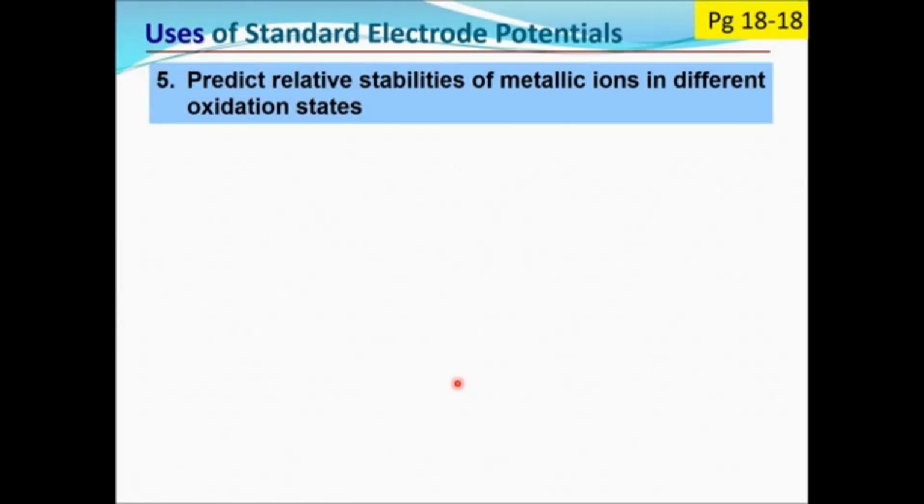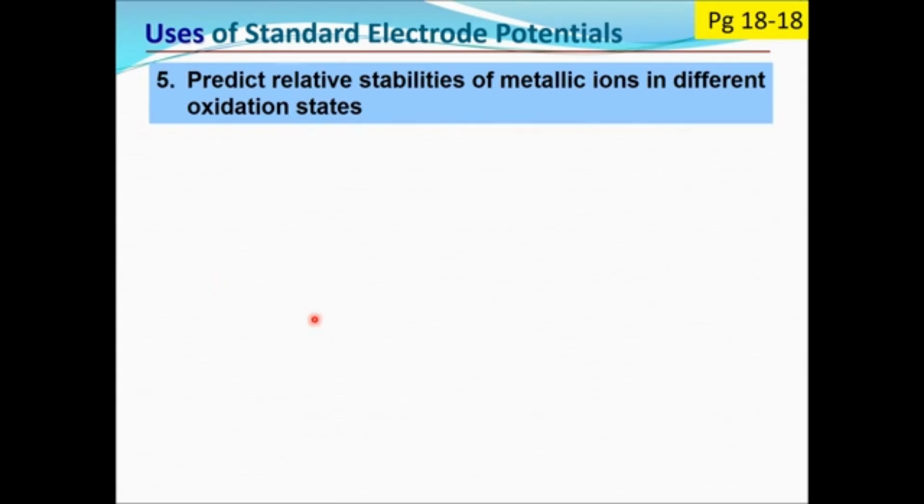Okay, we have done the bulk of the uses of standard electrode potential earlier, especially the two parts in the learning outcome, which is to calculate the standard cell potential and also to use the standard cell potential to predict whether a reaction, a redox reaction, is spontaneous or not. Right? So now we're going to look at 3 more uses in a very quick manner.